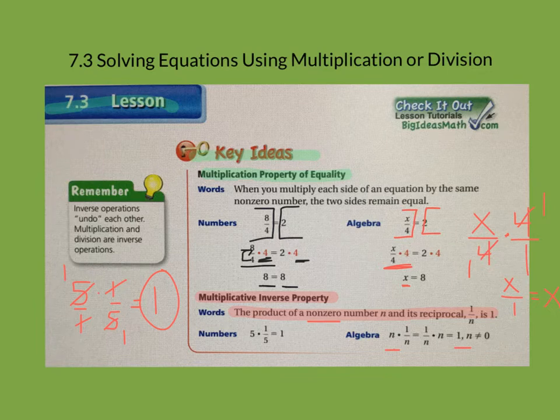And then I also want to point out this box over here. Remember, inverse operations undo each other. Multiplication and division are inverse operations, just like addition and subtraction are inverse operations.